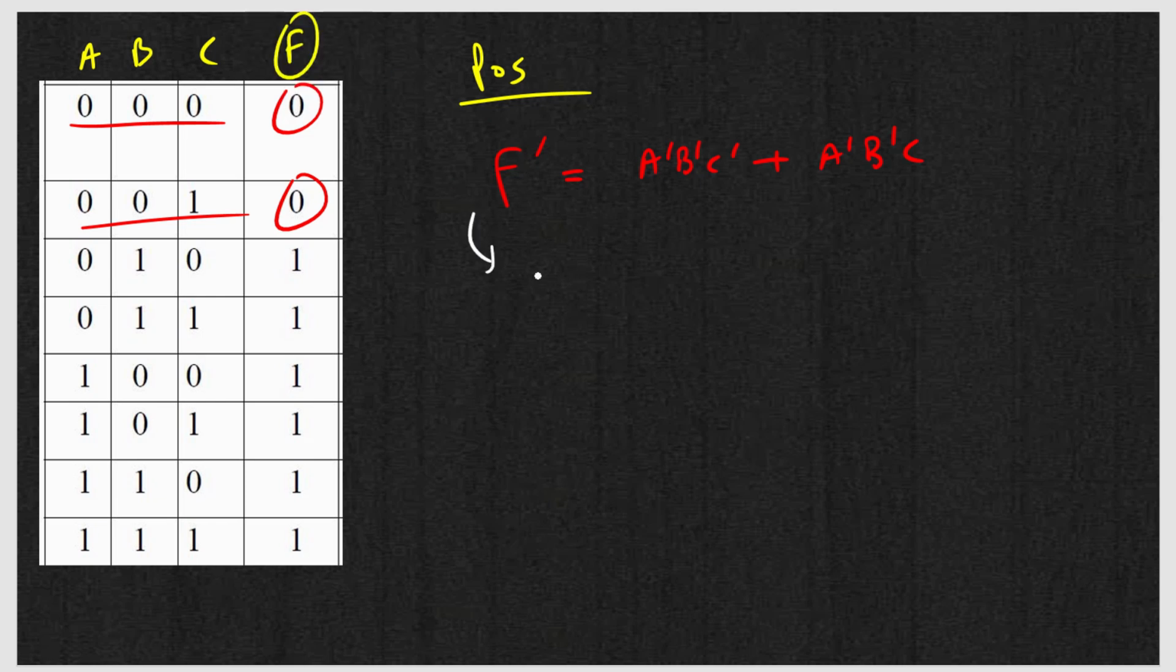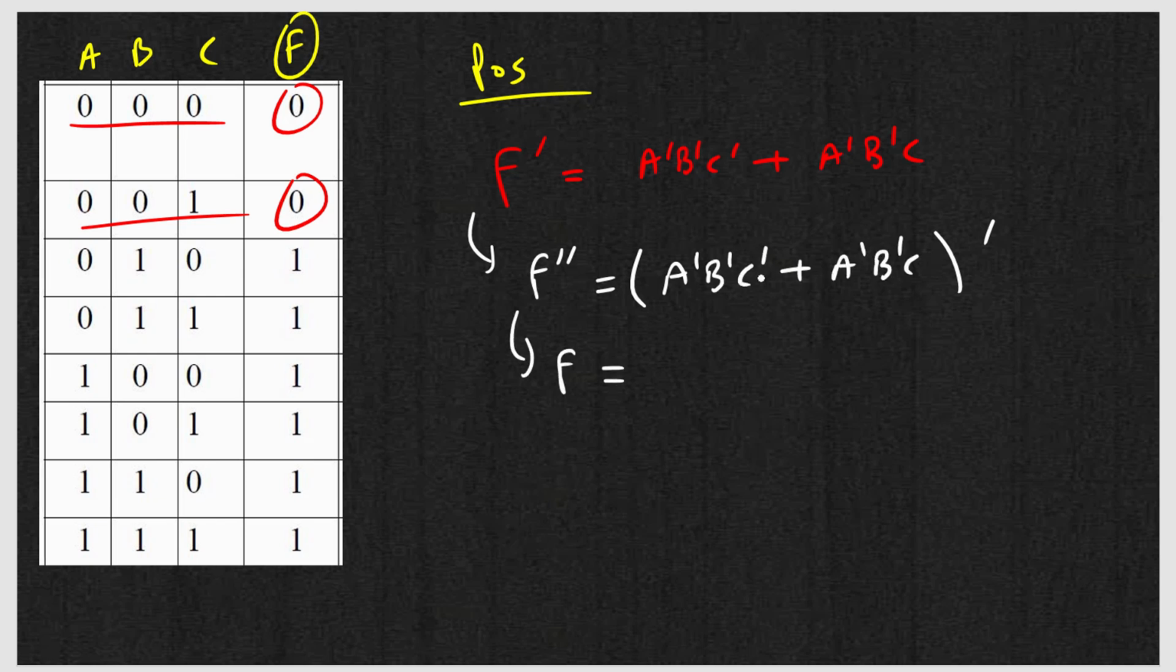Now to get the function back, we take off the primes. So if I put a double prime, you have to put a prime on the a prime b prime c prime plus a prime b prime c. Now, according to De Morgan law, the plus becomes a multiplication, right? And the prime is for each of these terms, for a prime b prime c prime, and then a prime b prime c.